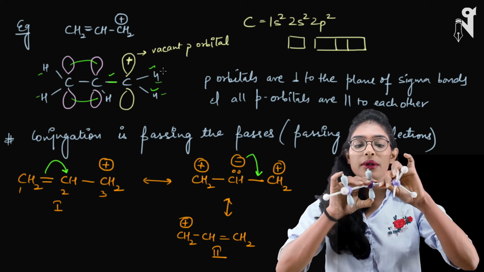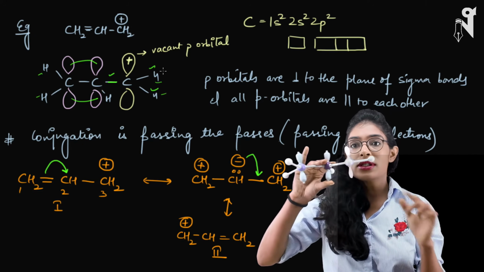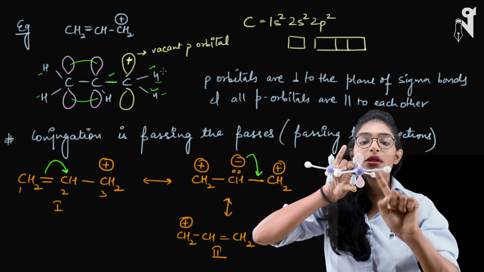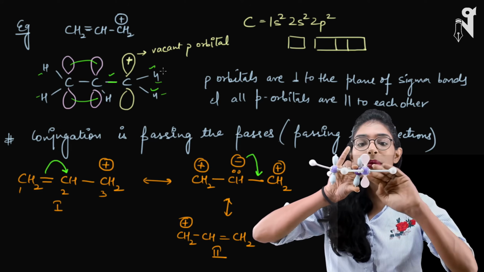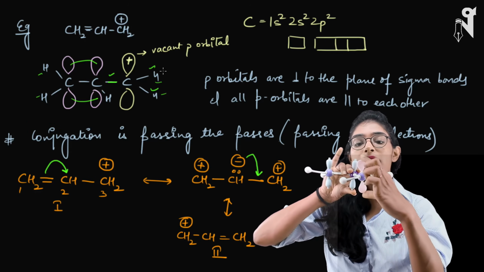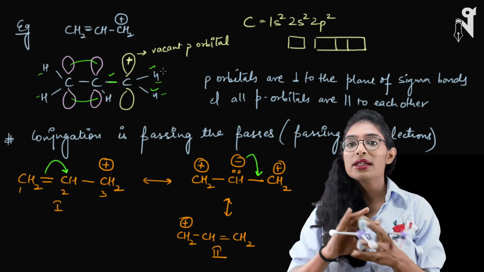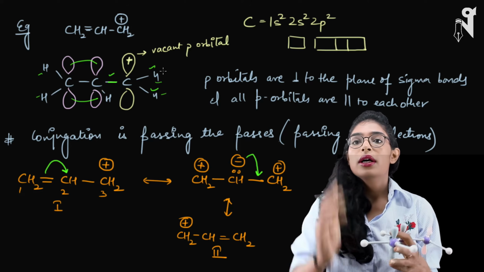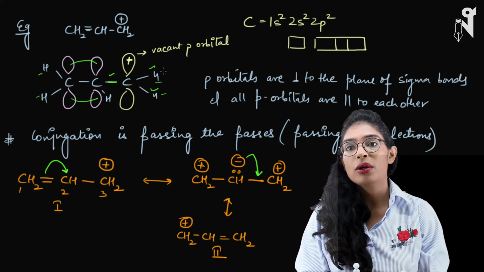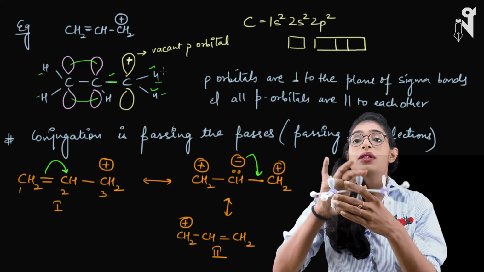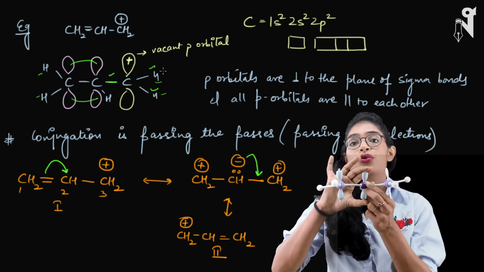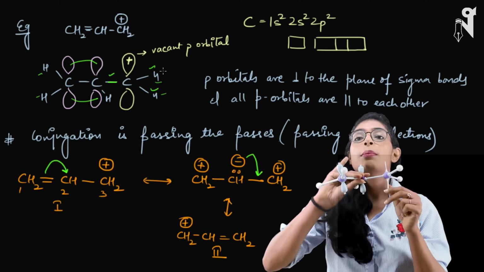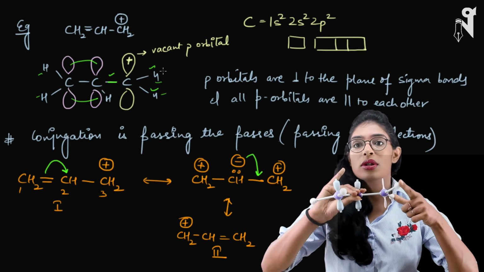Now look at the third carbon. This is my third carbon, which is a carbocation. So here again, these hydrogens are on a horizontal plane, and this is on the vertical plane. If this is on the horizontal plane, your p orbitals will be on the perpendicular plane. So p orbitals which are present on the carbons to form pi bond, or the one p orbital which is empty, all these will be perpendicular to the plane of the sigma bonds.